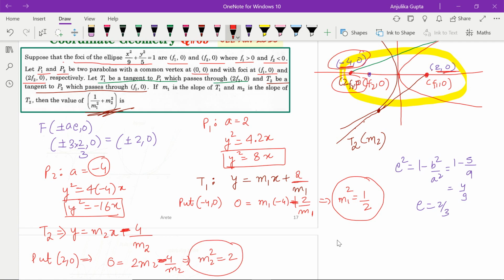Done. What are they asking? They're just asking what is 1 upon m1 square plus m2 square. What is that? 1 upon m1 square, that's 2. And what's m2 square? That's also 2. And you got the value to be 4. Quite a simple question, right? Okay, see you with another one.